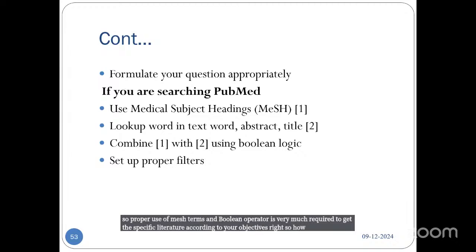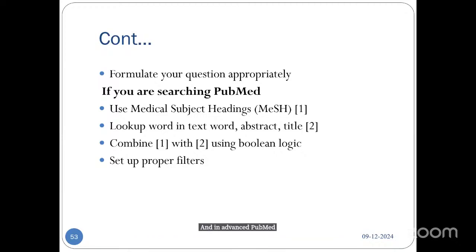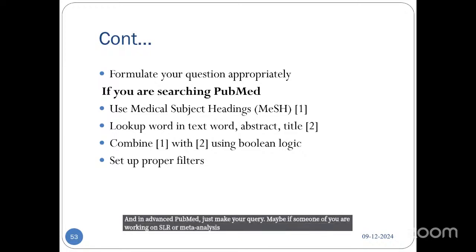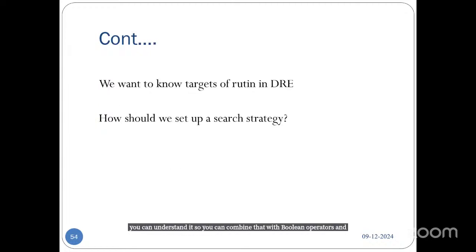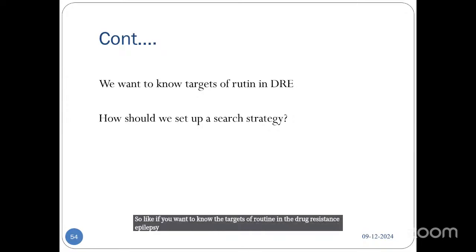If you are searching in PubMed, just click on Advanced PubMed and make your query there. Maybe if some of you are working on systematic literature reviews or meta-analyses, you can understand it. You can combine terms with Boolean operators and set up the proper filters. For example, if you want to know the targets of rutin in drug-resistant epilepsy, how should we set up the search strategy, right?